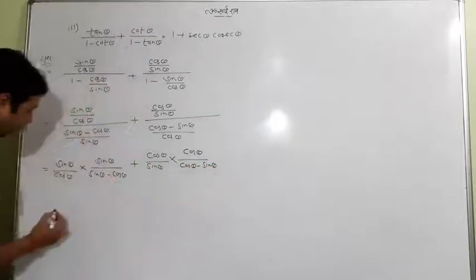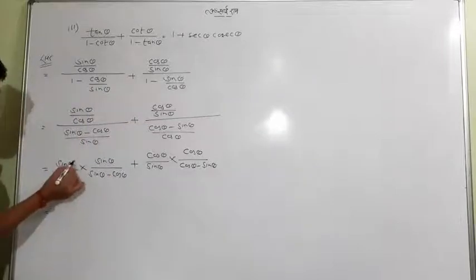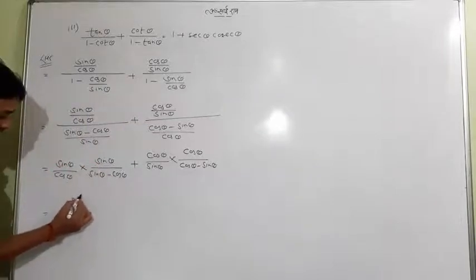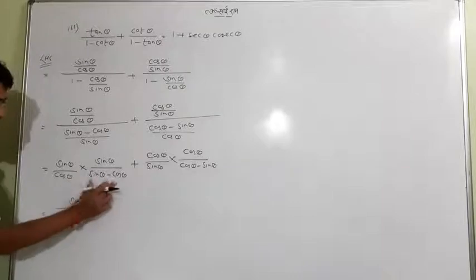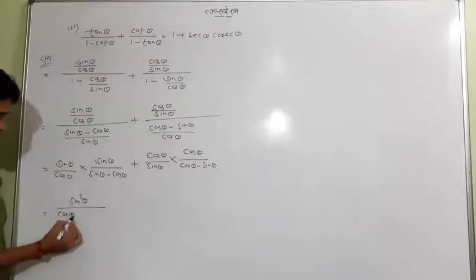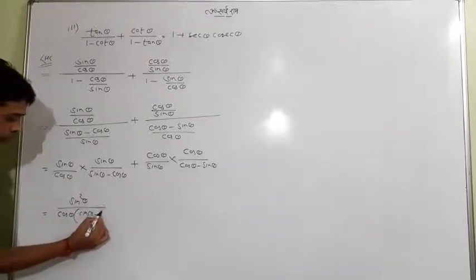Very simple. What is the next term? Sine into sine will be sine square theta, and cos into this I have yet to write, because it will be written the same, don't multiply.